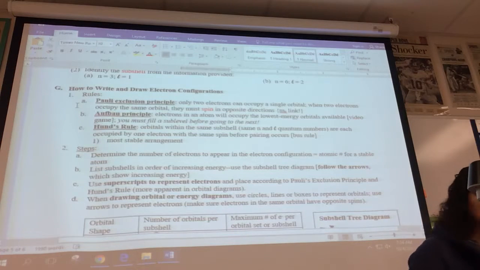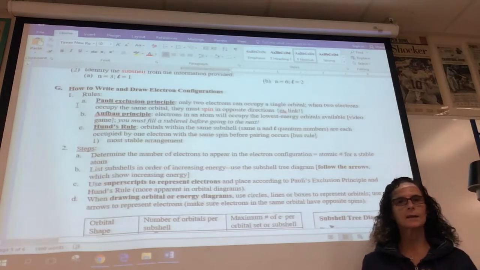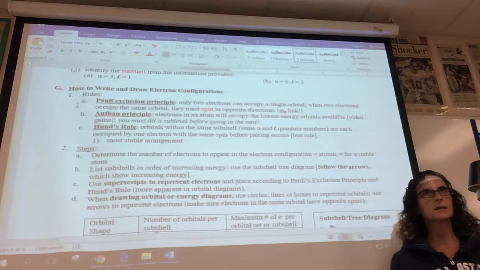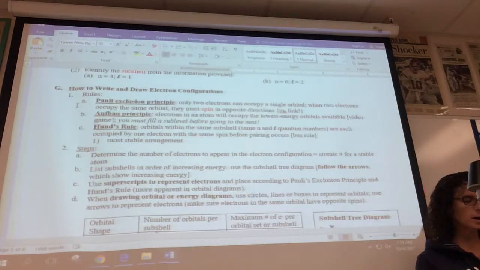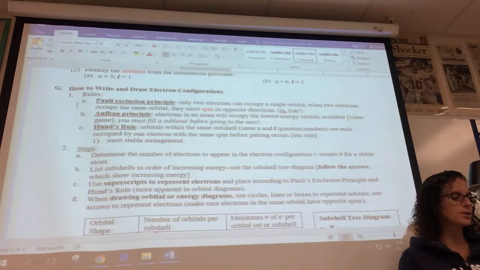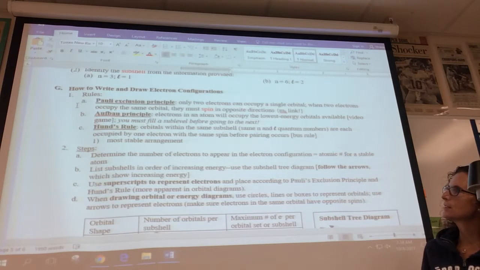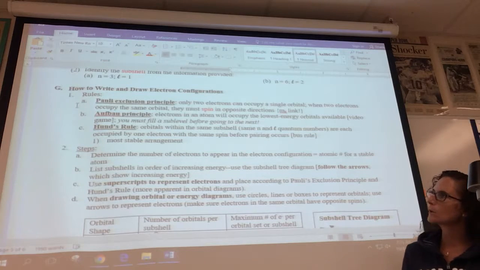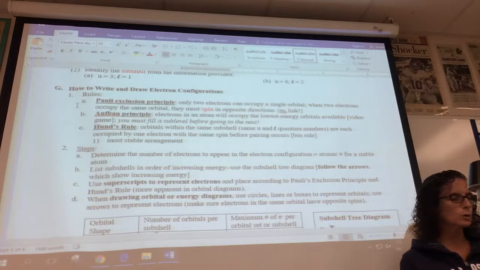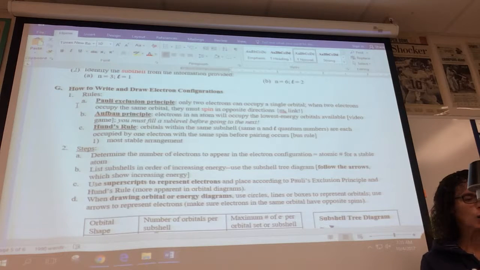So last time we finished up with quantum numbers, and we'll link that back today so you can see the relationship between quantum numbers and electron configuration. We're going to learn how to write electron configurations and then to draw them. Before we do so, we want to go over a couple of principles and rules that help explain why electron configurations are written the way they are.